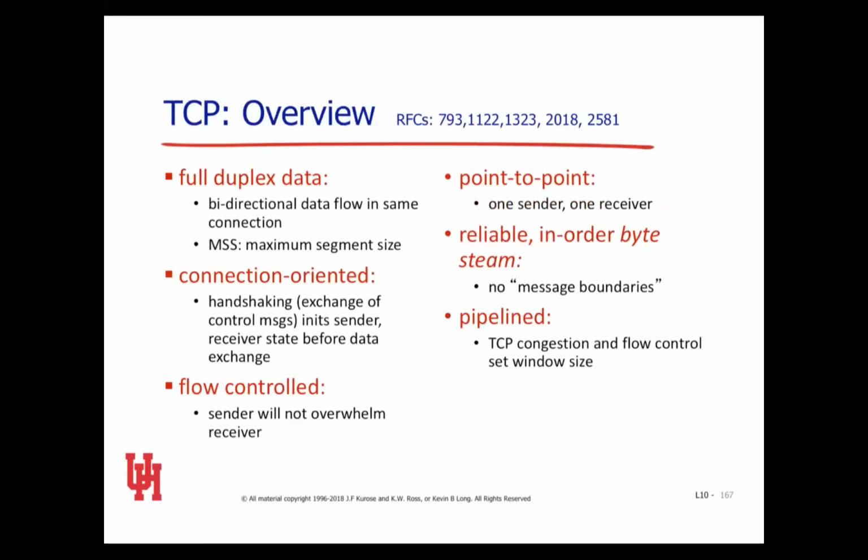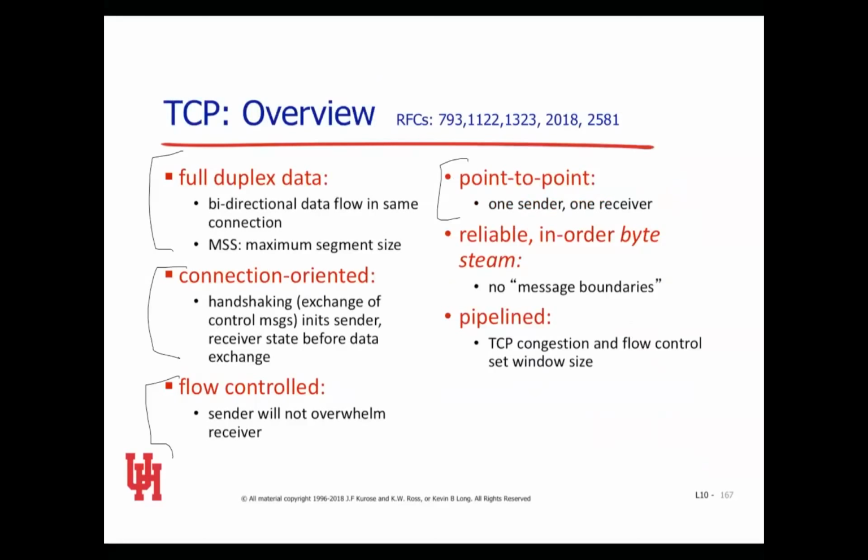And what we want with TCP, which has been covered by a whole variety of RFCs, is we want it to handle full duplex data. We'd like a handshake. We don't want to overrun the receiver. We are only going to deal with a sender and a receiver. If we need more combinations, we need more TCP sockets.